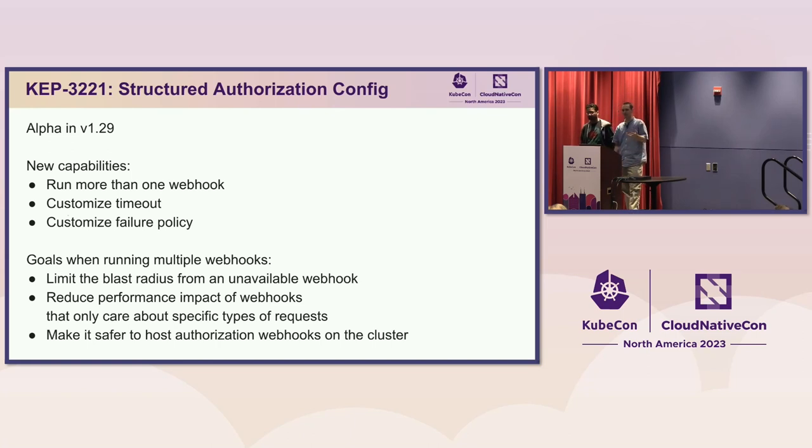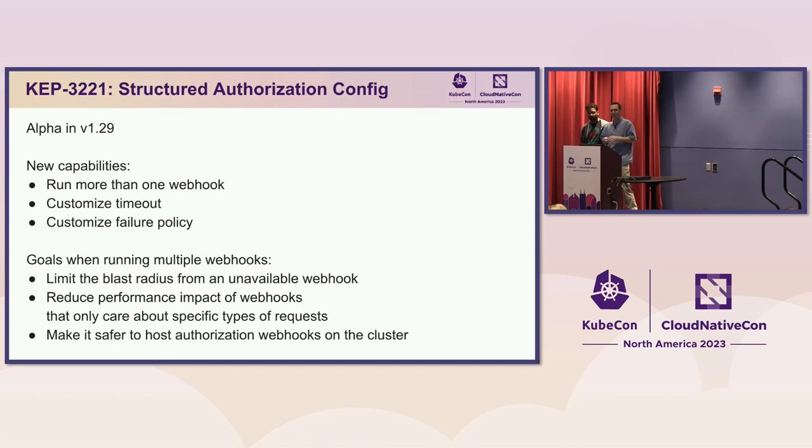And so we added the ability in 129 to have a config file that lays out exactly what authorizers you want. And you can have more than one webhook authorizer. You can order them the way you want. When you do that, some questions come up, right? Webhooks tend to be slow. They tend to be less reliable than the authorizers that are built in.